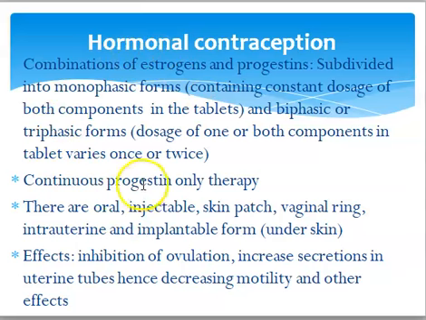We also have the continuous progesterone only, and they are either oral tablets, injectable, skin patch, vaginal ring, intrauterine, and the implanon or the implantable form, which is put under the skin.